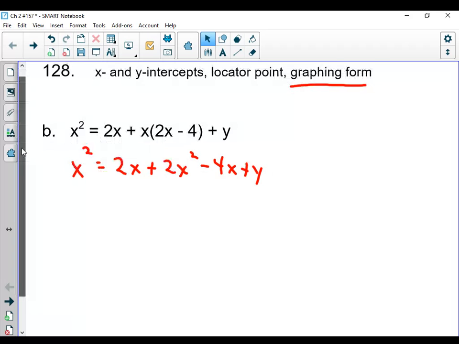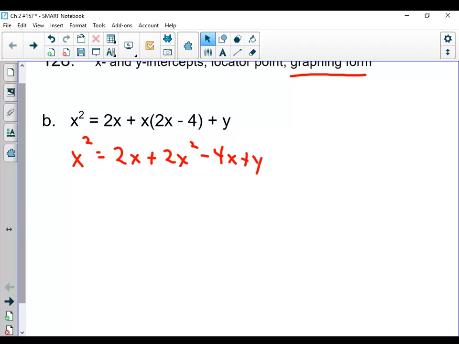So if I try to get this to where I have y by itself, we're going to try to get all this stuff to the other side. So I'm going to do that by subtracting the 2x squared. This is negative 2x, so I'm going to end up adding 2x. And I guess that's it. All right, so I have this now.